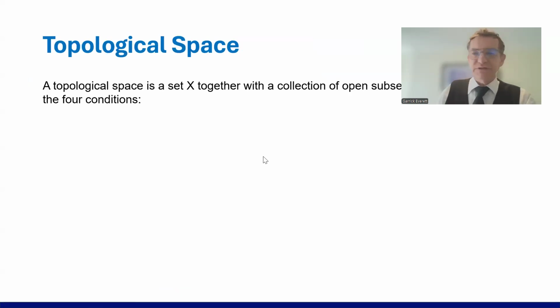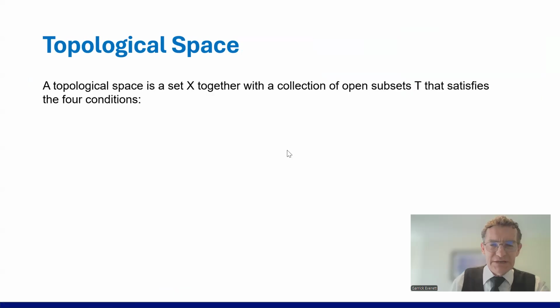Okay, topological space. A topological space is a set X together with a collection of open subsets T that satisfies four conditions.